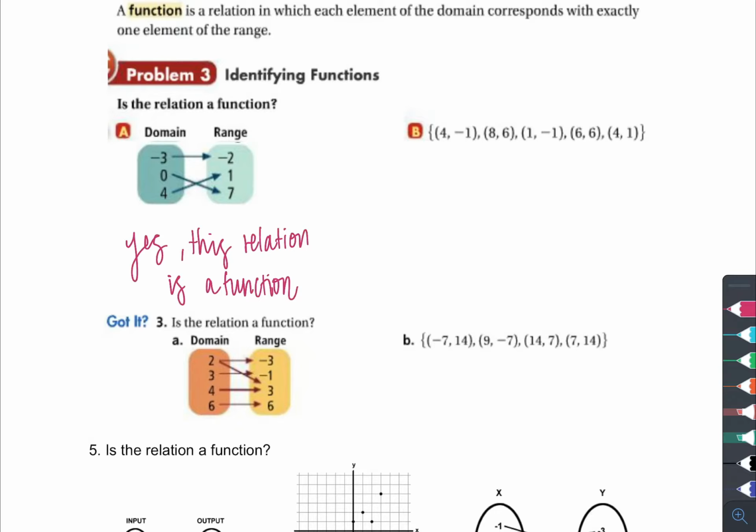Okay, so basically we want to see if there are any repeat x values. We can't share any x values. So for this one, we've got 4, 8, 1, 6, and 4. Now because of that 4 being repeated, and they don't share the same y value, no, this is not a function.